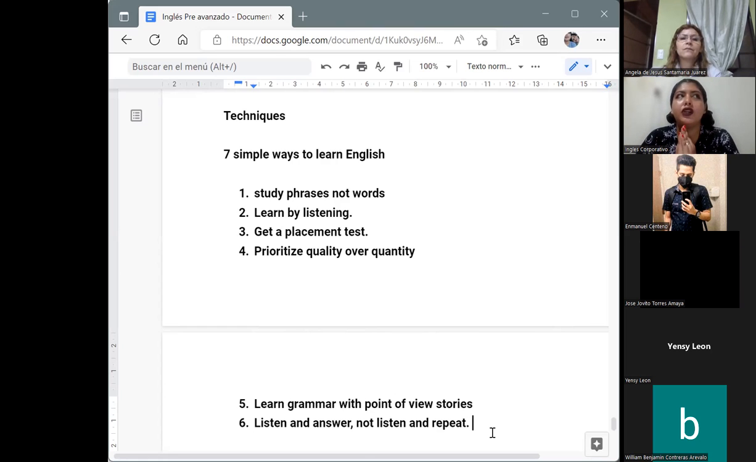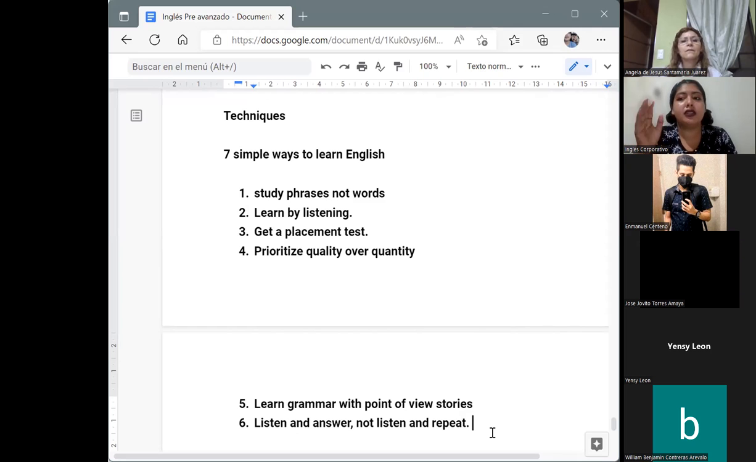The thing with learning English, and what I was saying about when I was learning English, is that 10, 15, or 20 years ago, the process of learning English was like, listen and repeat, listen and repeat, listen and repeat.